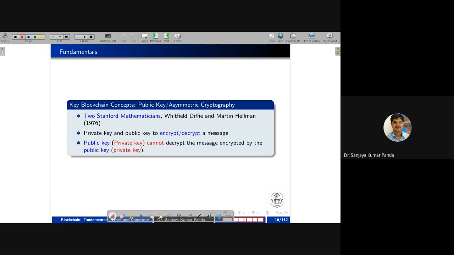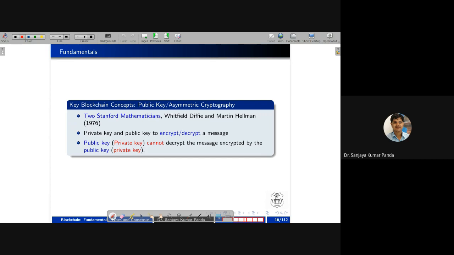But when you go for asymmetric cryptography, we have a pair of keys, one called the public key and the other called the private key. These public and private keys are used for encryption as well as decryption. In fact, this cryptography mechanism is not new, it is quite old. It was proposed by two Stanford mathematicians.